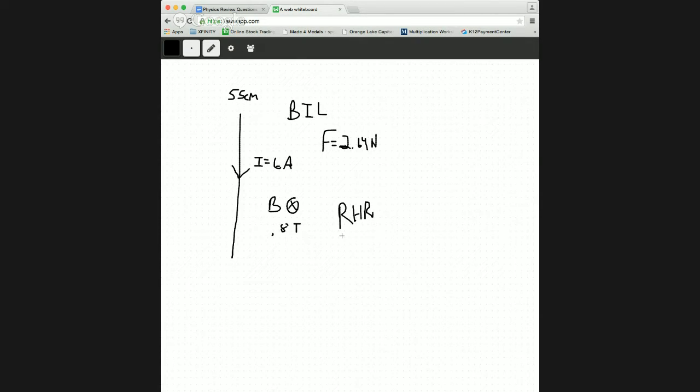Now we have to use the right-hand rule. So the magnetic field is into the page. Okay, so your finger is going to point into the page. Your thumb is going to point down the wire. And so where is your palm facing? Or if you're Mr. Rush's student, where is your middle finger pointing? And that's going to be pointing to the right. So that's the direction of the force.